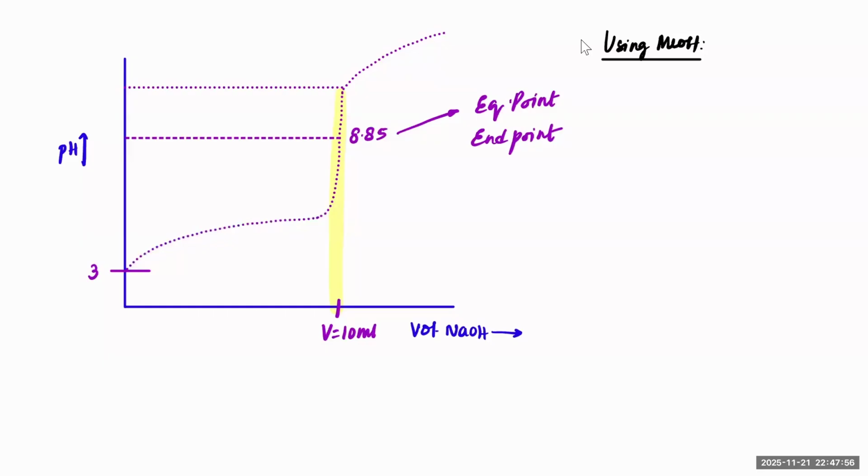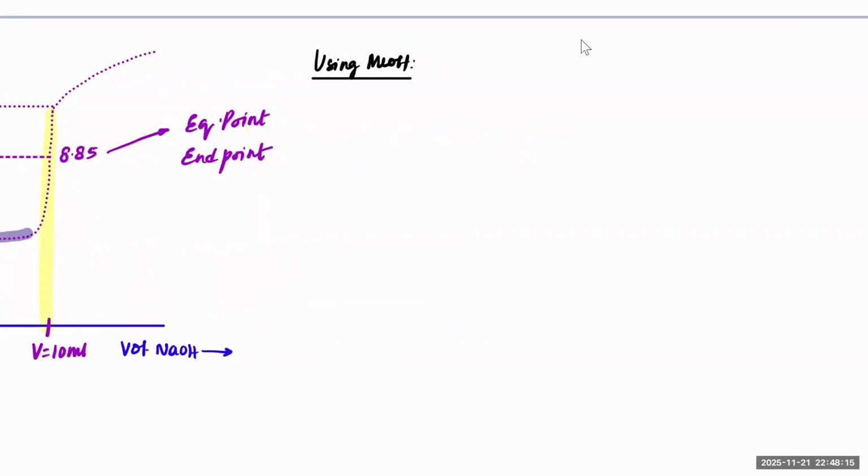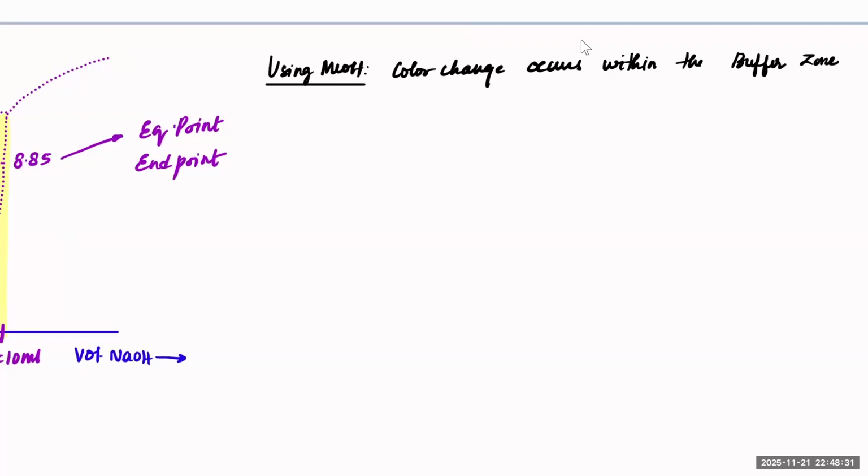So let me point out this entire thing. This is buffer zone. And within the buffer zone, we notice that there is a color change. So you can say that color change occurs within the buffer zone. Hence, not a suitable indicator.